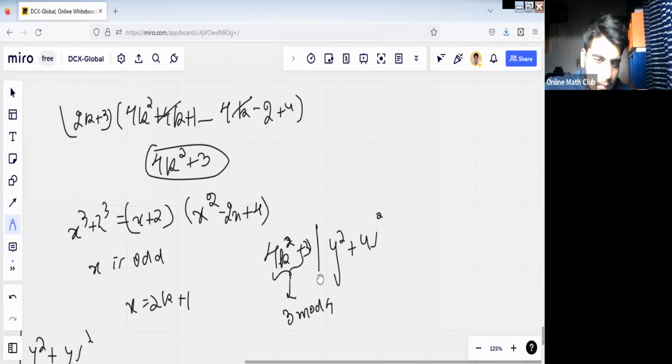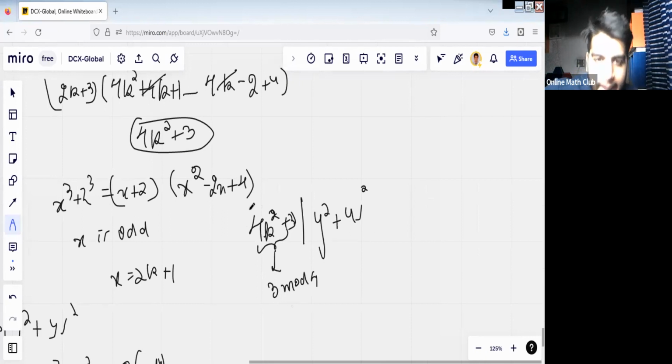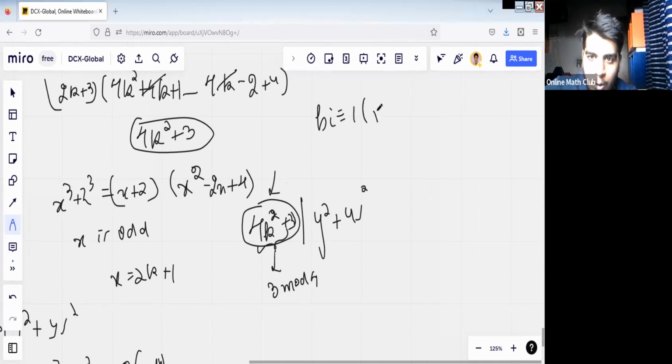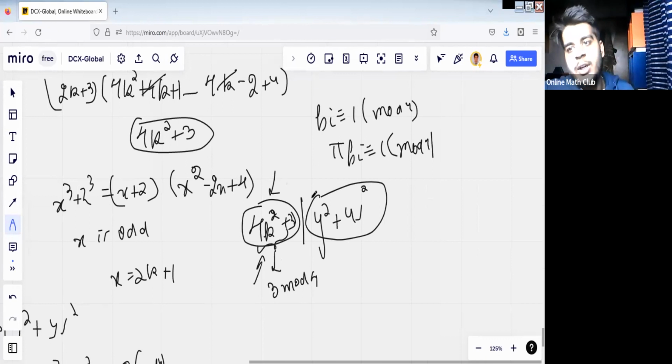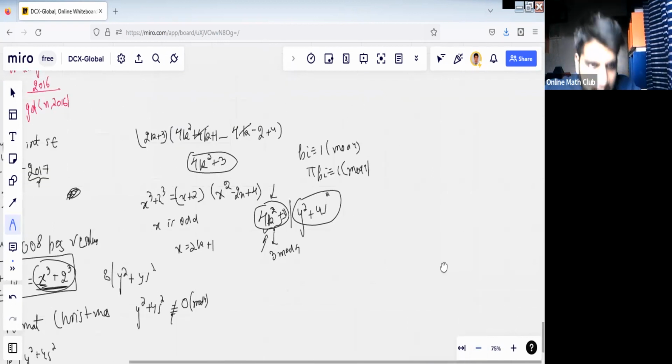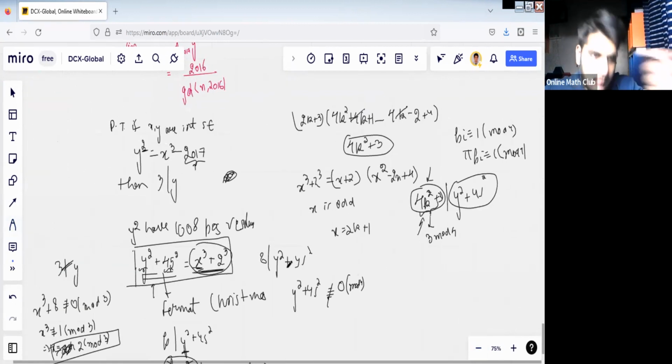This is 3 mod 4. If all the primes dividing this thing are 1 mod 4, then this should be 1 mod 4 only. Like if pi is 1 mod 4, then product of pi's should also be 1 mod 4, which means there should exist a prime which is 3 mod 4 and divides this thing. That means there's a 3 mod 4 prime which divides y square plus 45 square, which is a contradiction. So is this clear? This means that 3 should divide y.